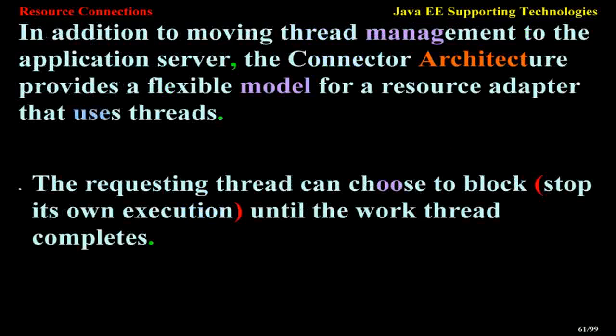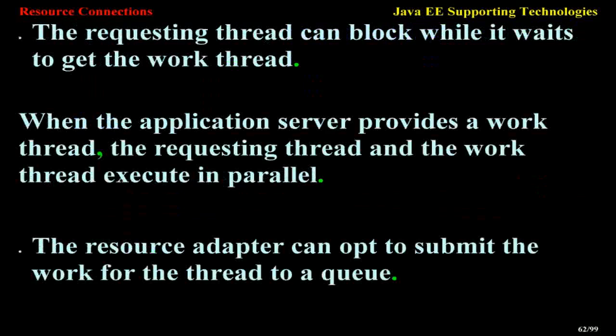adapter that uses threads. The requesting thread can choose to stop its own execution until the work thread completes. The requesting thread can block while it waits to get the work thread. When the application server provides a work thread, the requesting thread and the work thread execute in parallel.